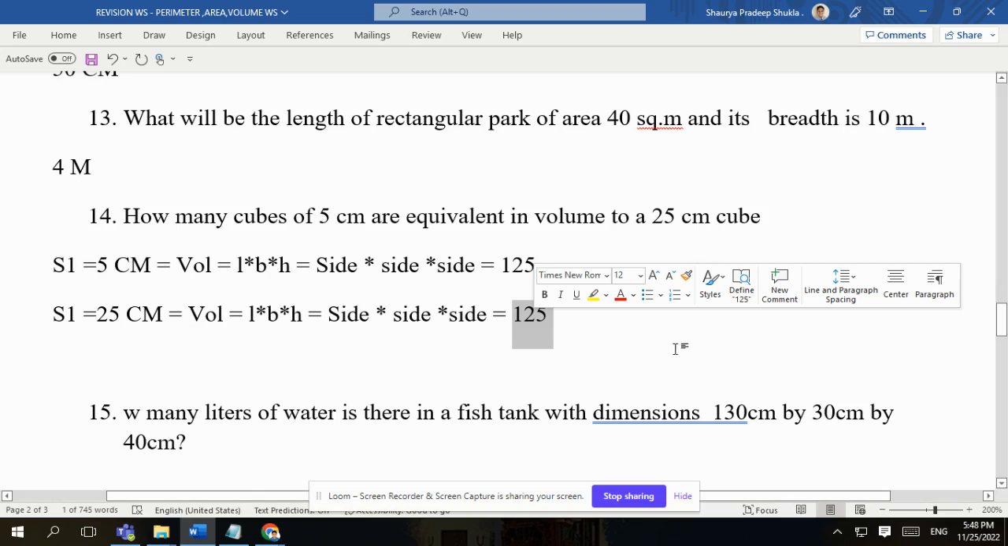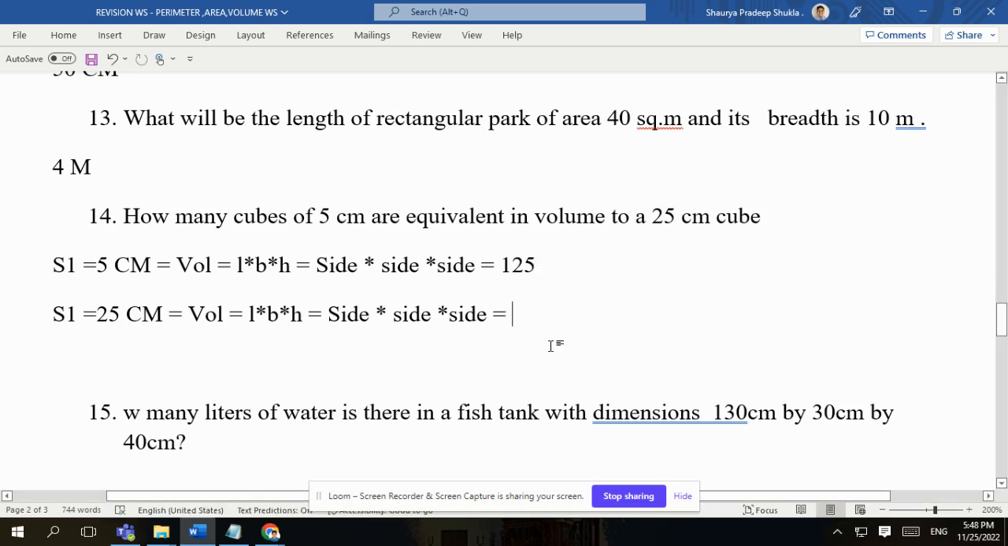No, it would be divided, because we need to find out how many cubes of 5 centimeter fit in. First you need to find the volume of the 25 centimeter cube. 25 multiplied by 25 and then multiplied by 25, right? That is nothing but 625 multiplied by 25. You have to do one more multiplication. Are you getting my point?